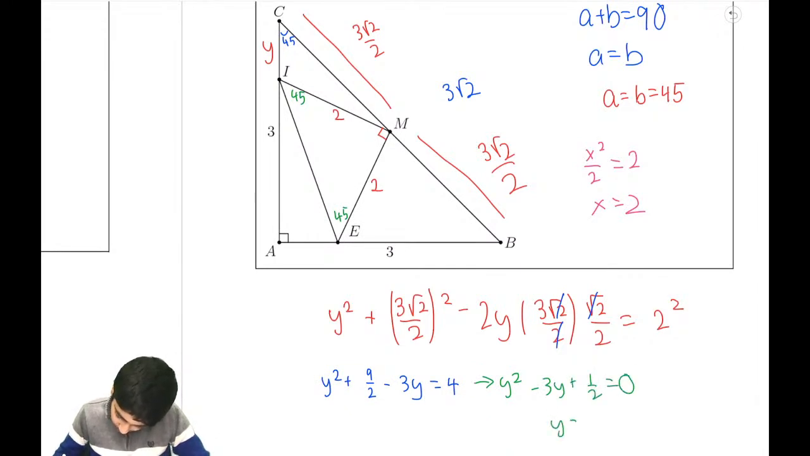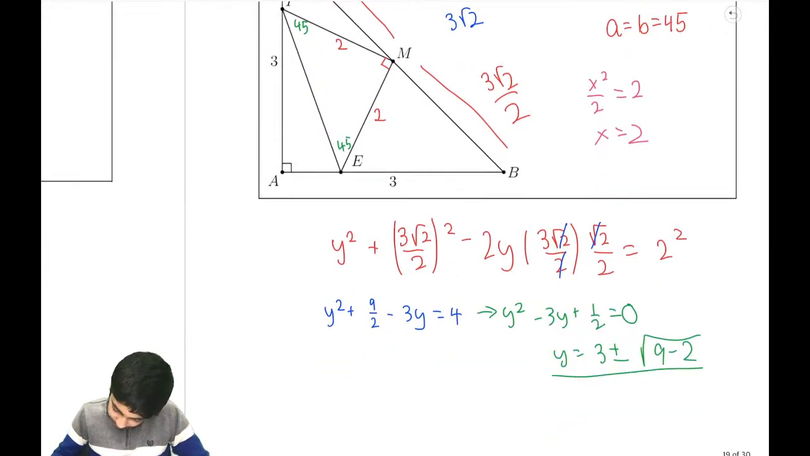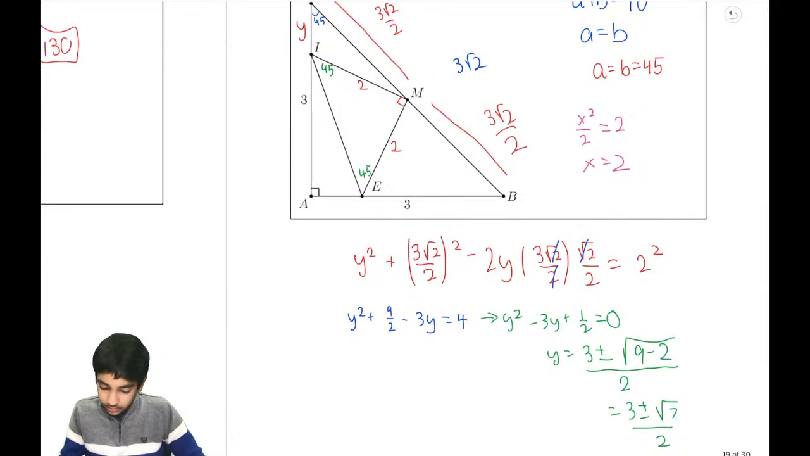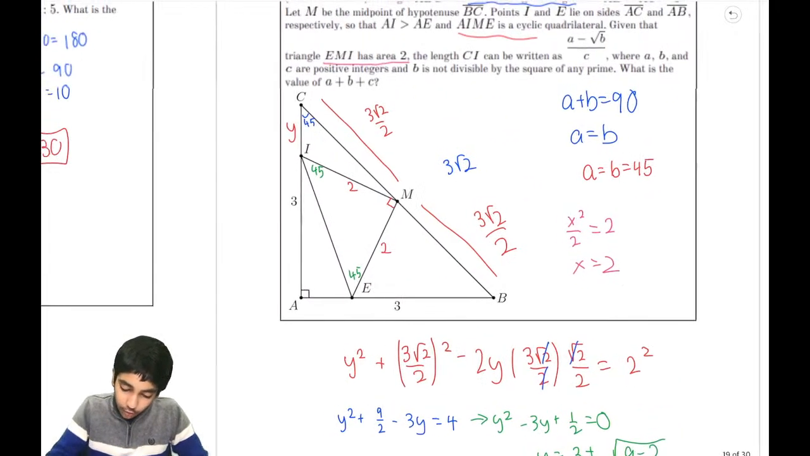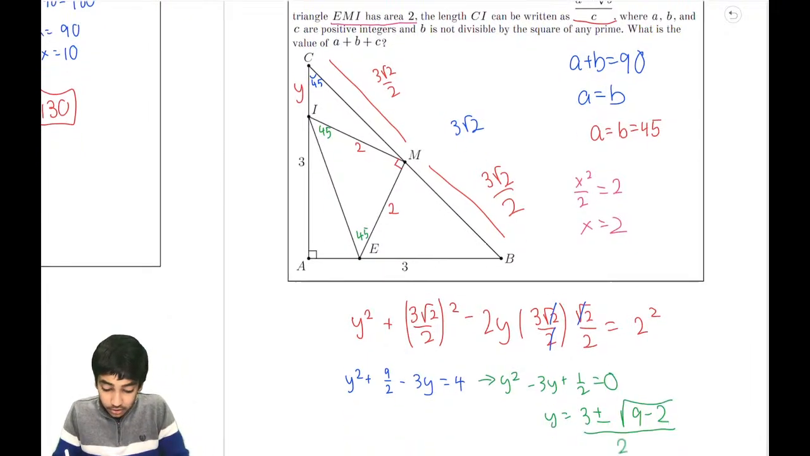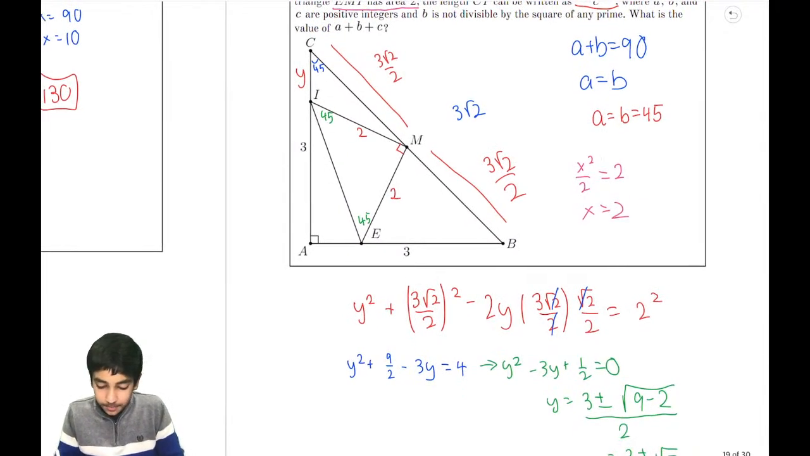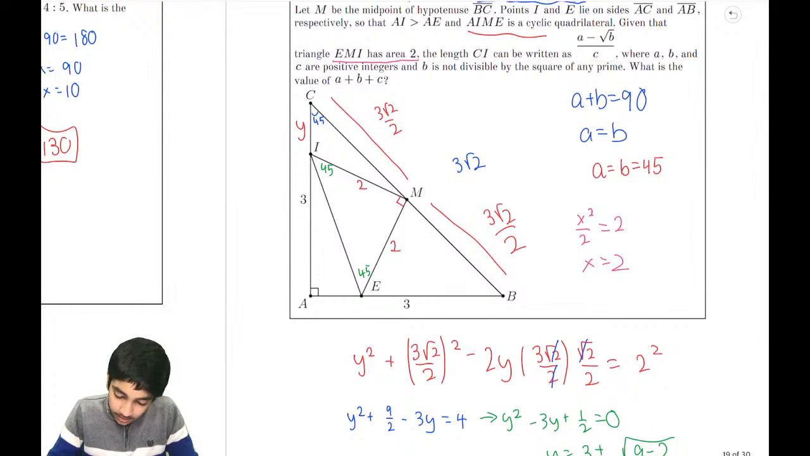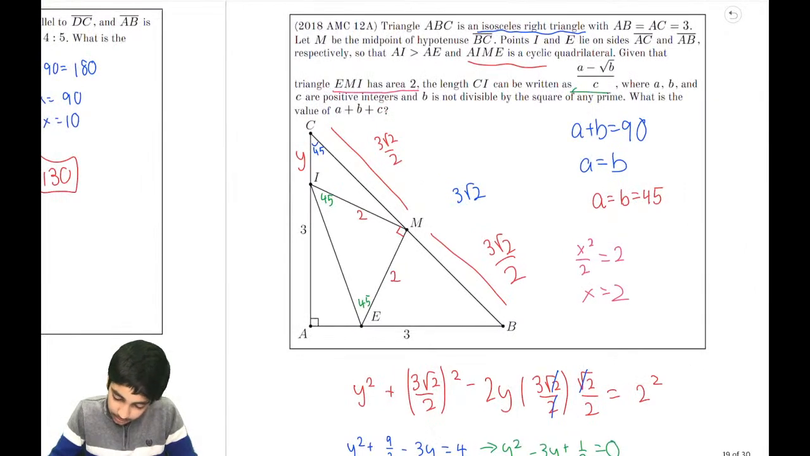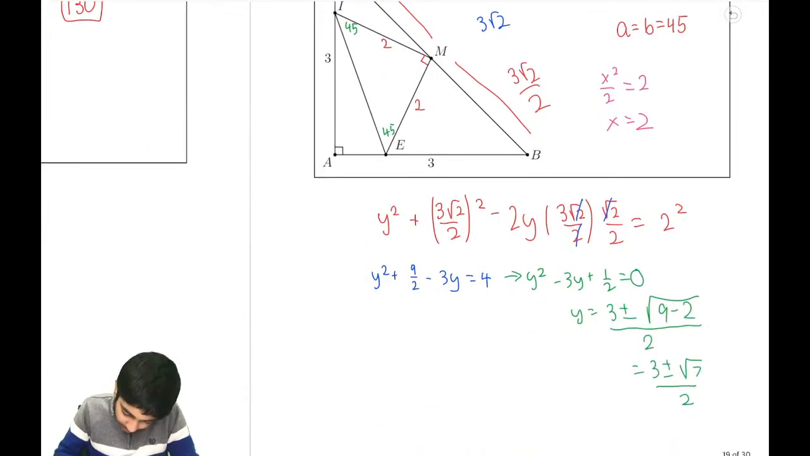So y equals 3 plus or minus the square root of b squared minus 4 times 1 half times 2, over 2. I don't know why I underlined y. And then this is going to be 3 plus or minus root 7 over 2. But we can see that it cannot be 3 plus root 7 over 2, because that's too big and also does not satisfy the condition. We can clearly see that if CI is going to be that length, then the conditions won't actually work. There are multiple possible values of CI, 3 plus root 7 over 2 and 3 minus root 7 over 2, but the one that satisfies the problem's condition is of the form A minus root B over C. So the answer has to be 3 minus root 7 over 2.